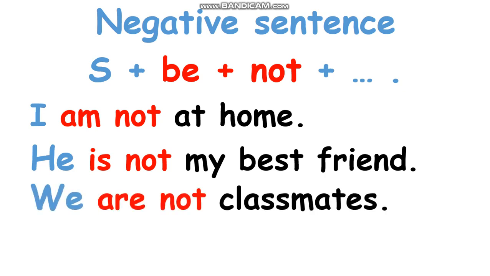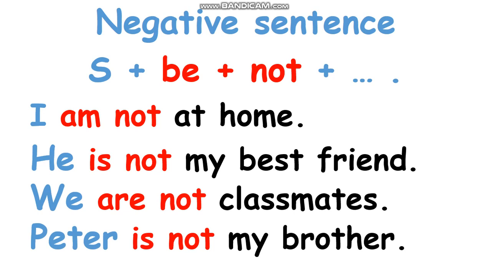We are not classmates. So subject we is used with are plus not. Peter is not my brother. So Peter, why do we use is? It's the same as just now, Dara, right? Peter is only one noun. It's a singular noun, so we use is.